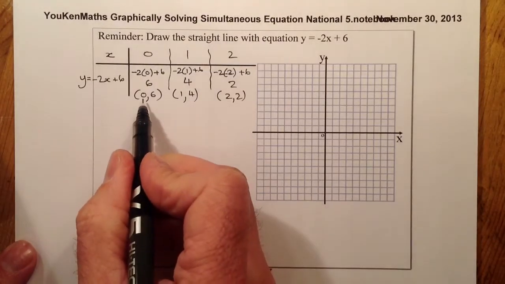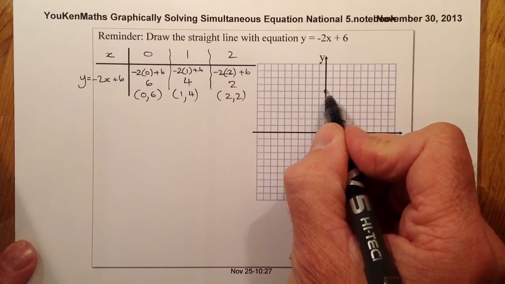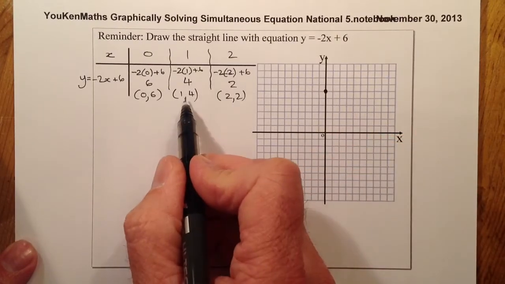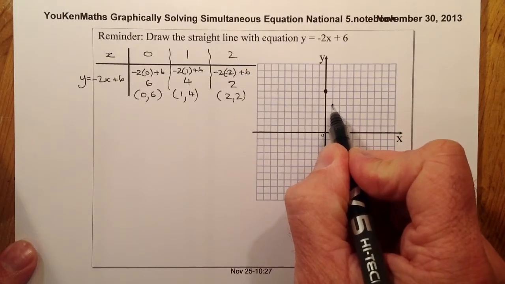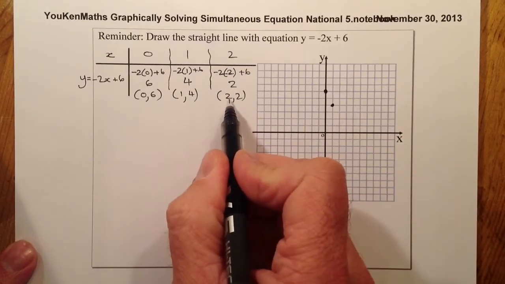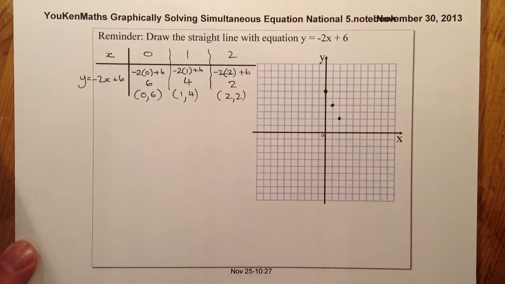So let's go ahead and do that. 0, 6, 0 along the way, okay, and 6 up will take me to there. 1 along the way and 4, so 1 along in the x direction and 4 up will take me to there. And 2 along and 2, so 2 along and 2 takes me to there. So that's the points that I've got.